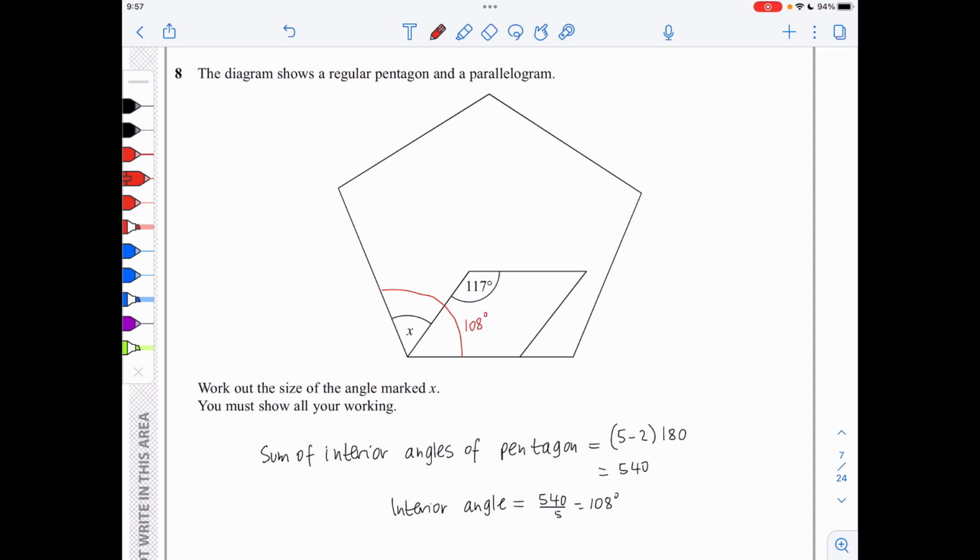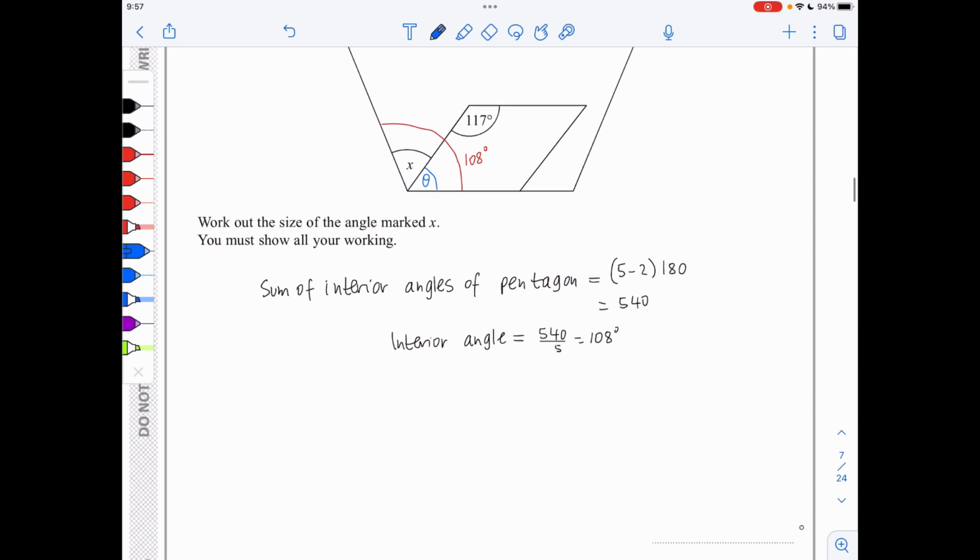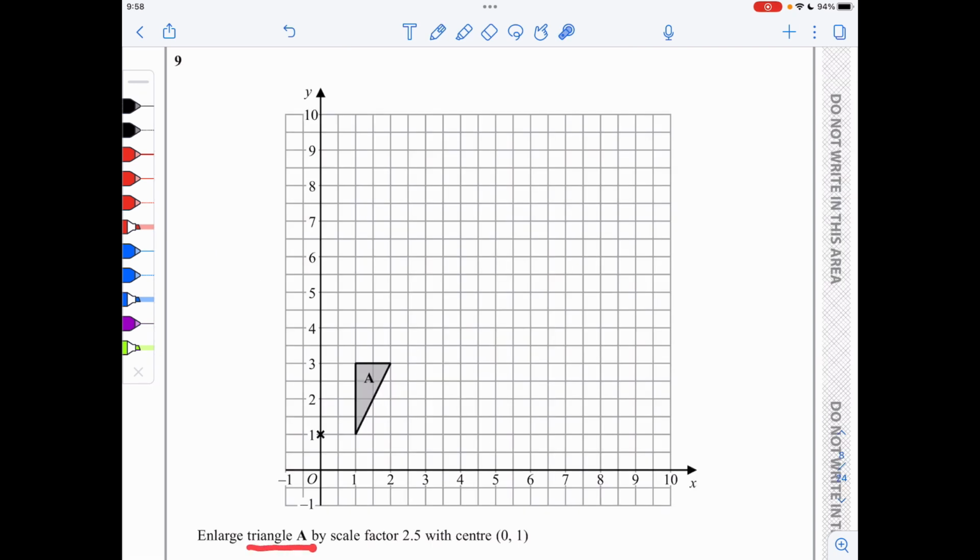Now, in addition, I could call this angle here theta, and we know that theta must be 180 minus 117. This is because these two sides are parallel, and therefore 117 with theta are interior angles, and they add up to 180. So theta is 63 degrees. And hence we conclude that x is 108 minus 63, which turns out to be 45 degrees. In 9, we need to enlarge triangle A by a scale factor of 2.5 with center (0, 1).